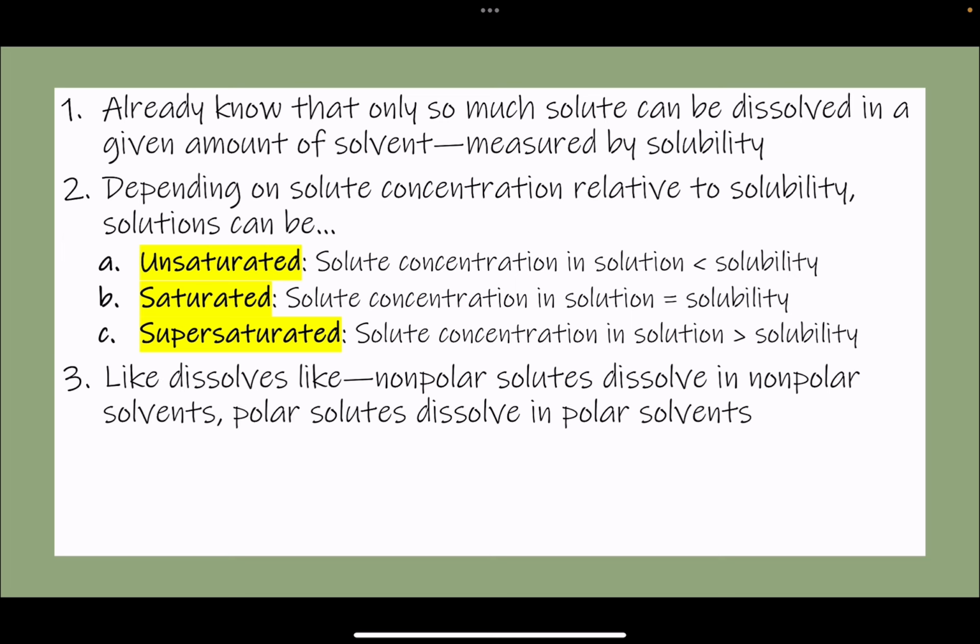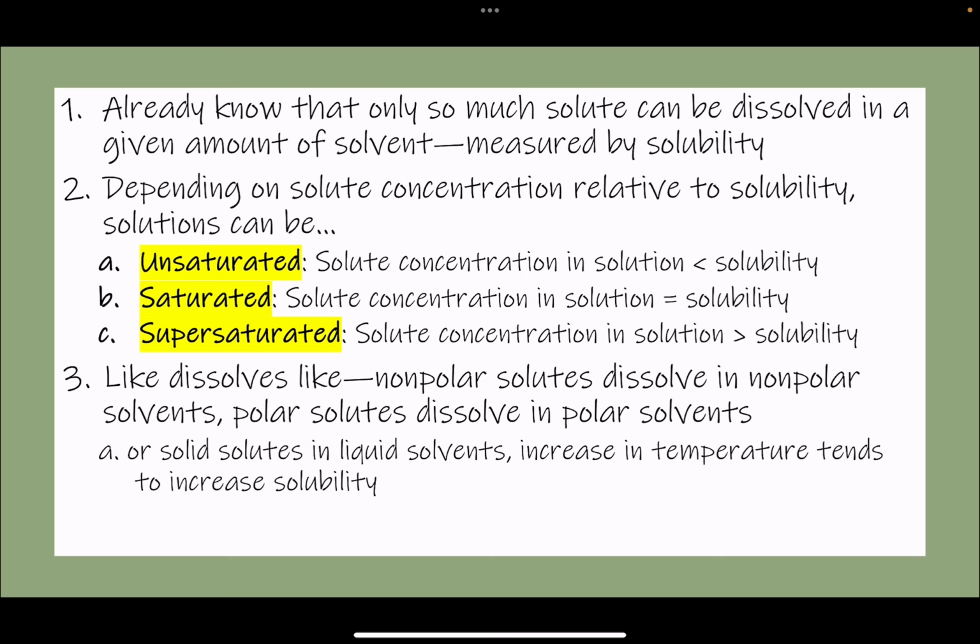We should also recall that like dissolves like. Nonpolar solutes dissolve in nonpolar solvents, and polar solutes dissolve in polar solvents. Another thing to keep in mind going forward is that for solid solutes being dissolved in a liquid solution, an increase in temperature increases the solubility. For example, hot water can dissolve more sugar than cold water, and this is something a person can test rather easily.